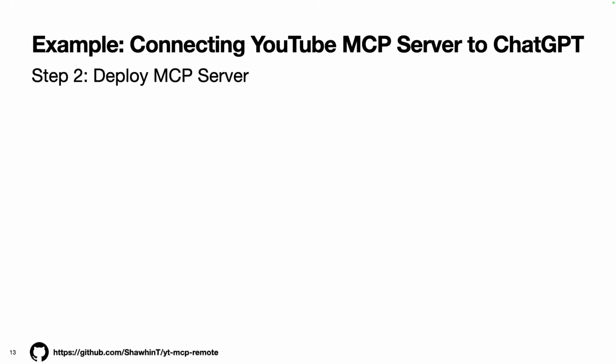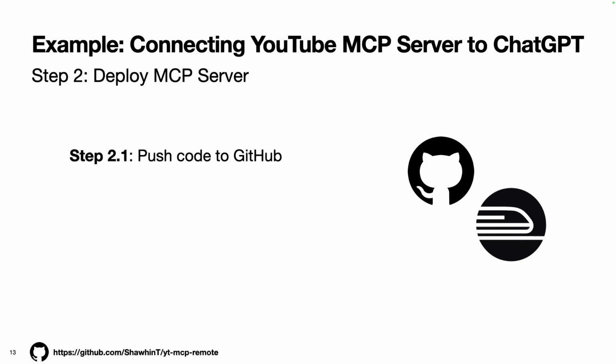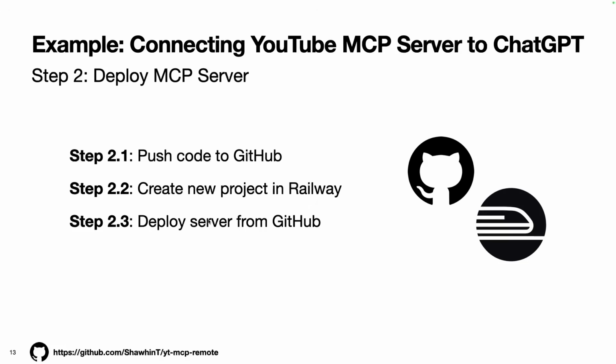Now that we've created our MCP server, the next thing we want to do is deploy it to Railway. And so this is going to consist of 4 key steps. We'll push the code to GitHub, we'll create a new project in Railway, then we'll deploy the MCP server from GitHub, and then we'll finally add environment variables to our deployment.